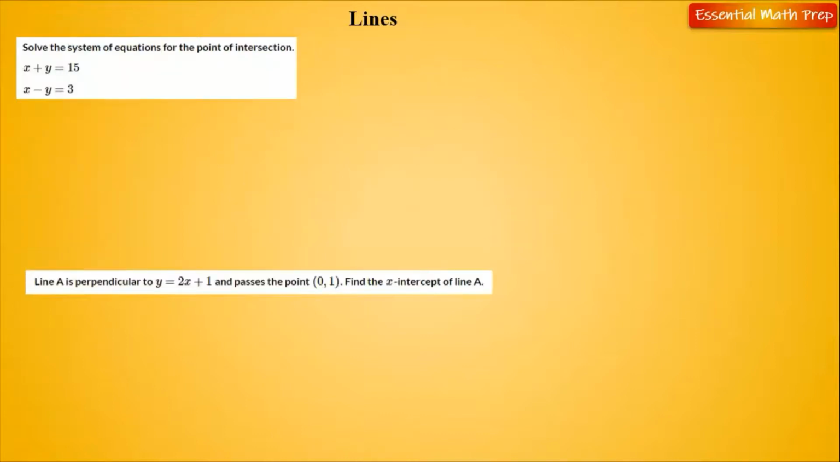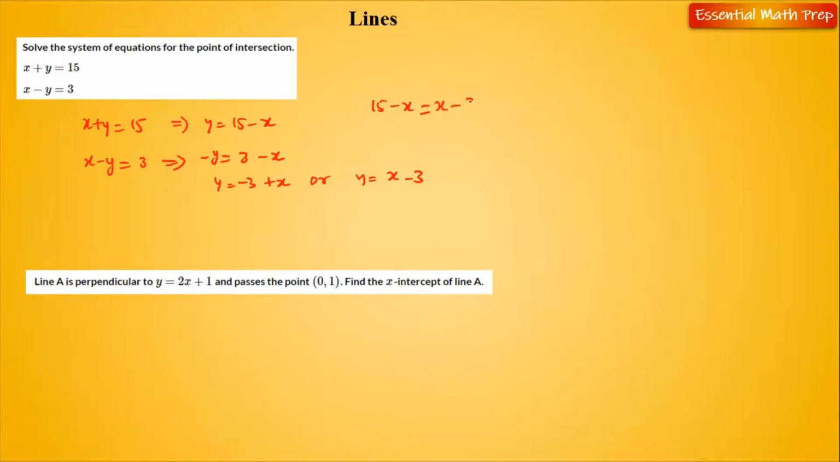Solve a system of equations for the point of intersection. I believe we've covered this similar concept in a different area. But when two lines intersect, the two y values should be equal, which means we can write x plus y equals 15 as y equals 15 minus x, right? Similarly, we can write x minus y equals 3 as negative y equals 3 minus x, y equals negative 3 plus x, or y equals x minus 3. Right? When two lines intersect, the two y values are the same, which means 15 minus x equals x minus 3.